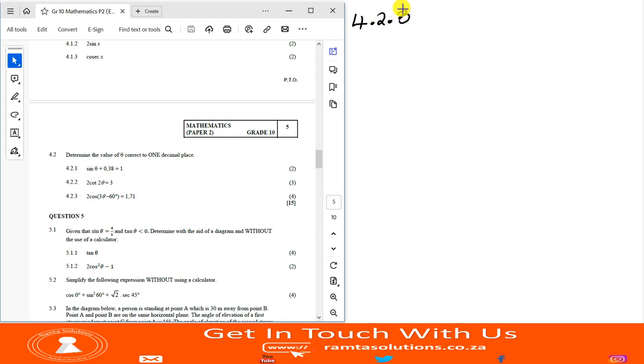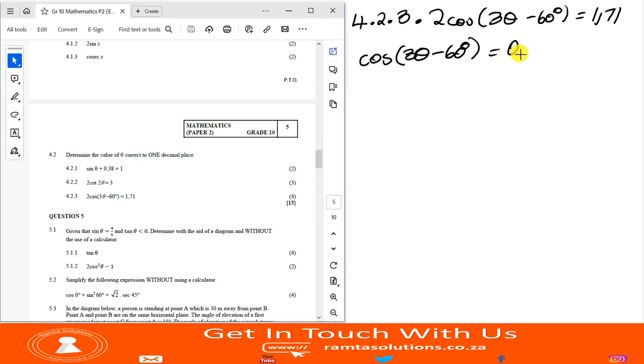4.2.3 says you must determine the value of theta correct to 1 decimal place for 2 cos open bracket 3 theta minus 60 degrees equals 1.71. So first things first, you divide by 2. So you are left with cos of 3 theta minus 60 degrees equals 1.71 divided by 2, which equals 0.855. Remember, in the middle of your calculations, you should not round your answers off.